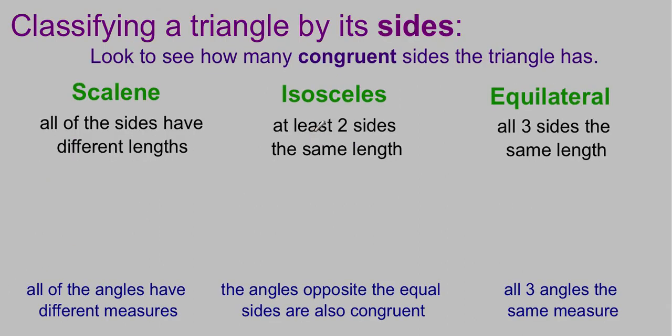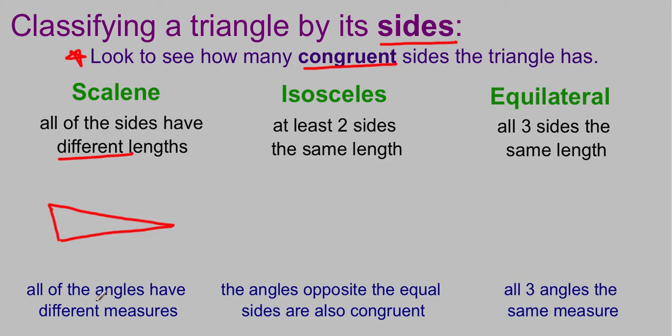Going in the other direction, you can classify a triangle by its sides. The key is, and again, jot this down, look to see how many congruent sides the triangle has. So first we have our scalene. All of the sides have different lengths. So it might look like one short one, one medium one, and then one longer one.